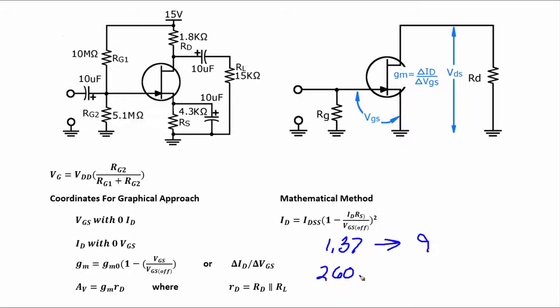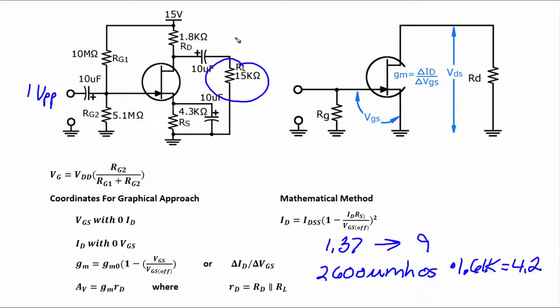So we had 2600 microsiemens, or micromhos, and we still have the same 1.61 k ohms, which will give us a gain of about 4.2. So with a 1 volt peak-to-peak signal coming into the circuit, at this point we should have roughly 4.2 volts peak-to-peak coming out. Now the current going into this is going to be extremely, extremely small.